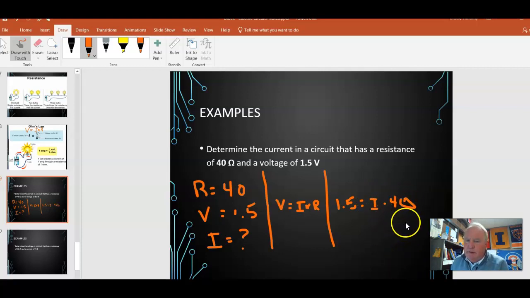Okay, and then all we'll need to do then is divide by 40 on both sides to get our answer, because this will go away and we'll get I is equal to whatever 1.5 divided by 40 is. And that is as simple as it gets. And so you'll see that there's a number of problems on the flip side of your sheet where you're just going to have to do a quick 4-column method with your new equation, V equals I times R.